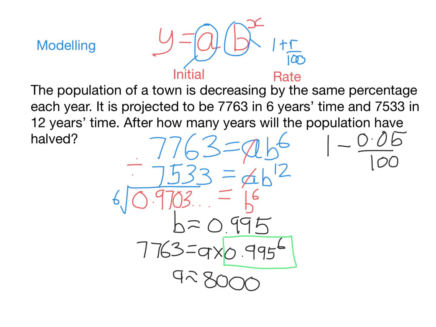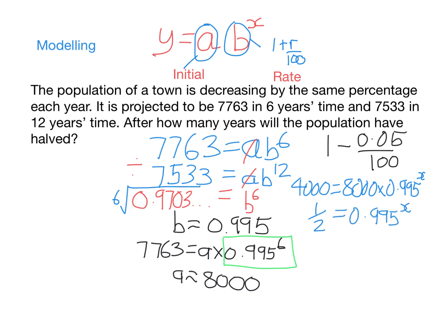Okay, so after how many years will the population have halved? Well, let's go back up to this equation here. I know that I have y equals A times B, 0.995 to the power of x. Now, if the population's halved, that means it's now going to be 4,000. So I substitute y for 4,000. Now, when you're here, remember what I said before? We don't times these together, because order of operations means this is done first. What I'm going to do is divide each side by 8,000, and I get this exponential equation here.